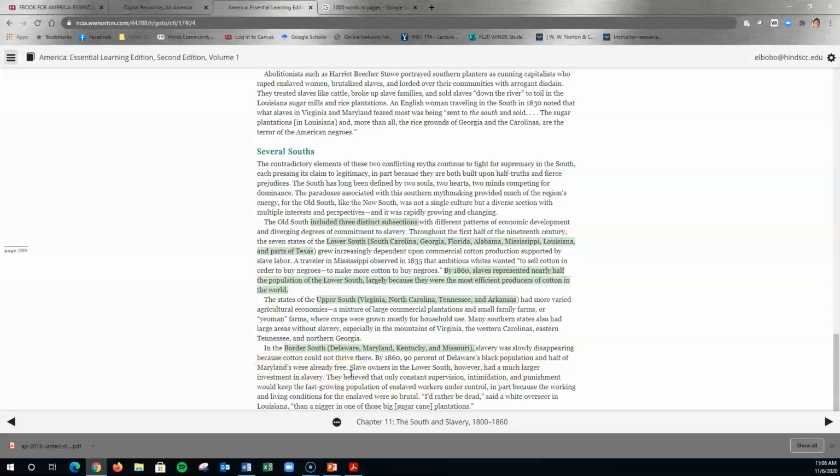Remember, they started out as tobacco producers, but once tobacco sort of went by the wayside, they couldn't necessarily make the shift to cotton because of the climate. So even though they're considered slave-owning states, slavery is dying out. Keep that in mind. There's really several Souths: the lower South, the upper South, and the border South.